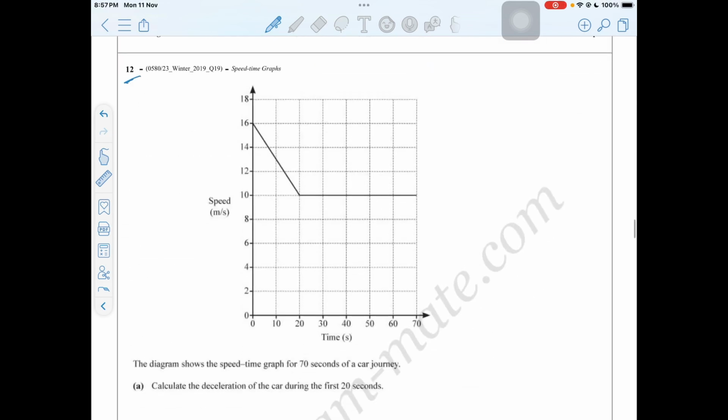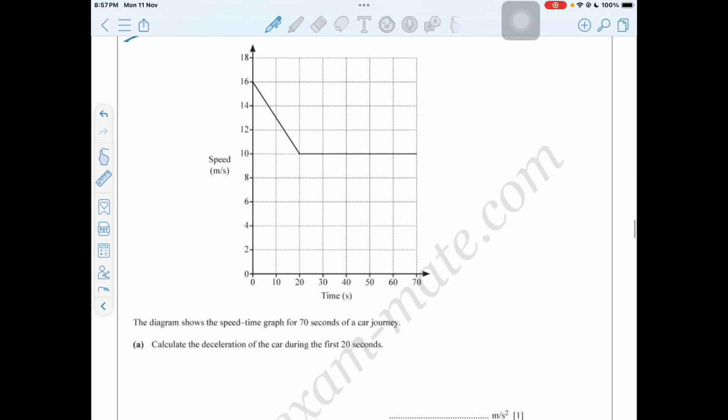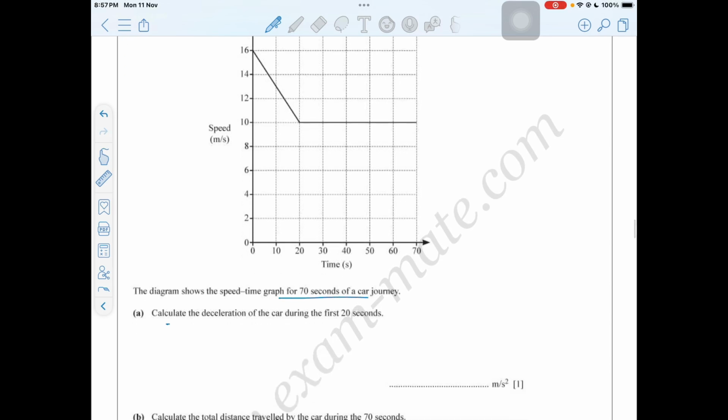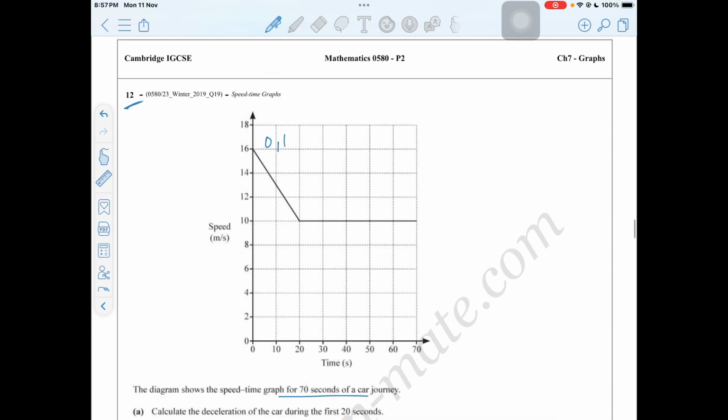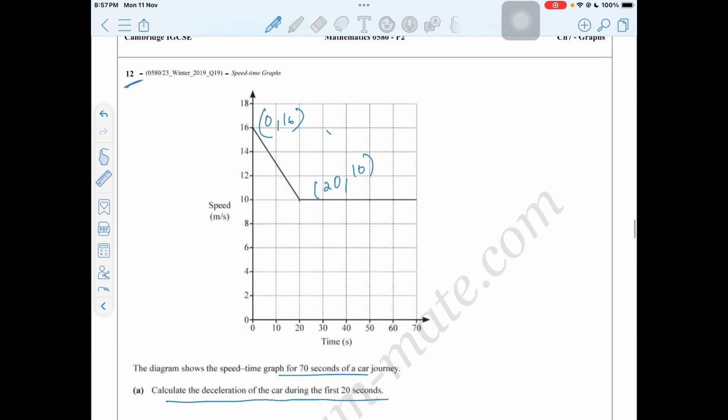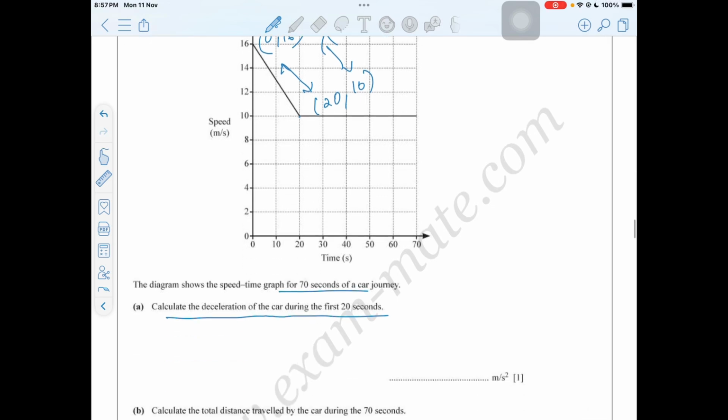Moving on to question number 12. We have a speed time graph given for 70 seconds of a car journey. Calculate the deceleration of the car during the first 20 seconds, right? So we have this as 0, 16, and this as 20, 10, right? So we're subtracting these two and then these two in the denominator. So this would be 16 minus 10, this would be 0 minus 20, so this would be 6 upon 20. This would be cancelled out, so this would be 3 over 10 or 0.3.